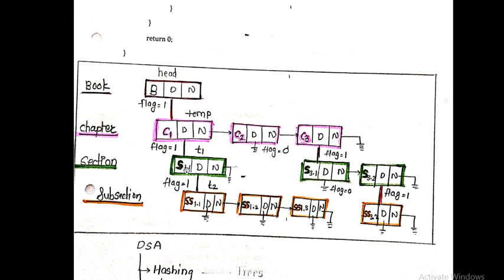So as the S1.1 is having its flag as a 1, means there are different subsections are available. And how we are going to access this linked list of subsection? Subsection 1.1, subsection 1.2, subsection 1.3. How we are going to access that? By using the T2. So these are the different steps: head for a book, temp for a chapter, T1 for a section, T2 for a subsection.